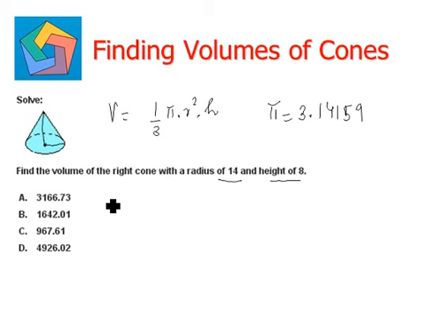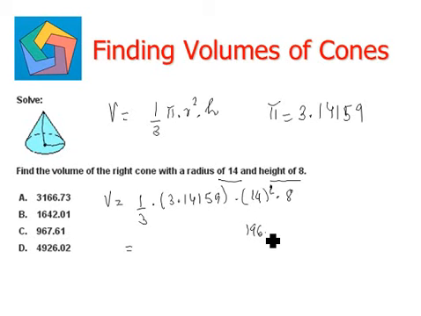Now we'll plug in all the values. 1/3 times pi, which is 3.14159. Radius is 14, so 14 squared, times height is 8. So when we calculate this, 14 squared is 196, times 8 times 3.14159 divided by 3 here.